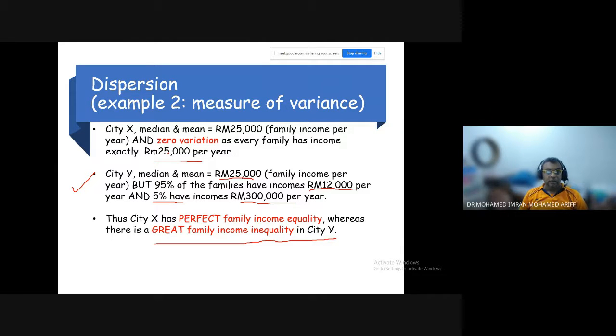But in city X, everyone is getting the same. So it is equal. Perfect, the family income is perfect. Everyone is equal. But in city Y, okay, the very rich are very rich and the very poor are very poor, even though the mean and median are the same. So that's why we say great family income inequality, not the same.